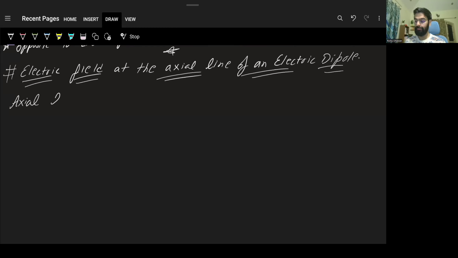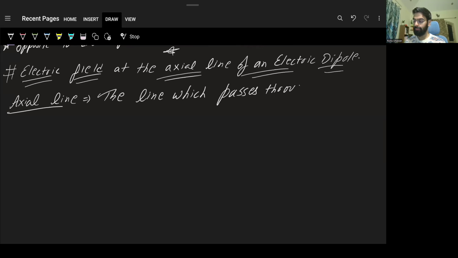Axial line. Let's see. The line which passes through the two poles of the dipole.